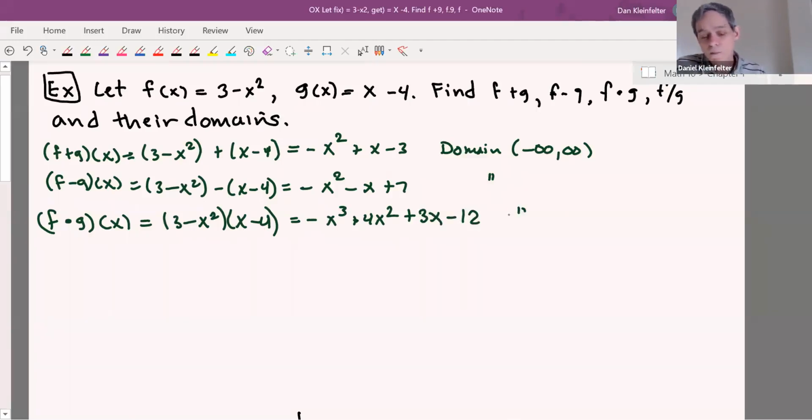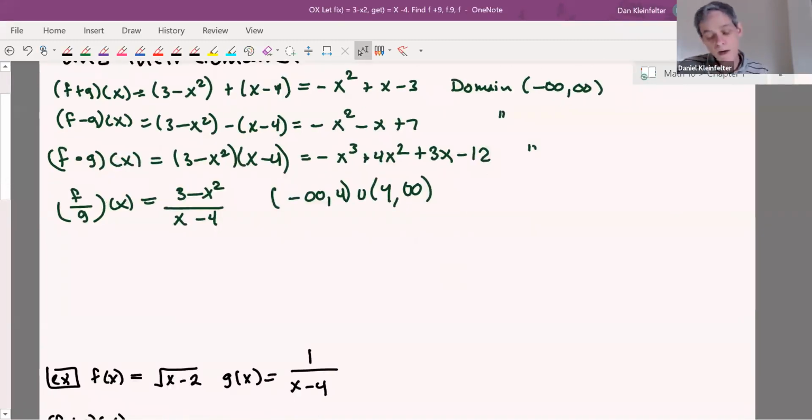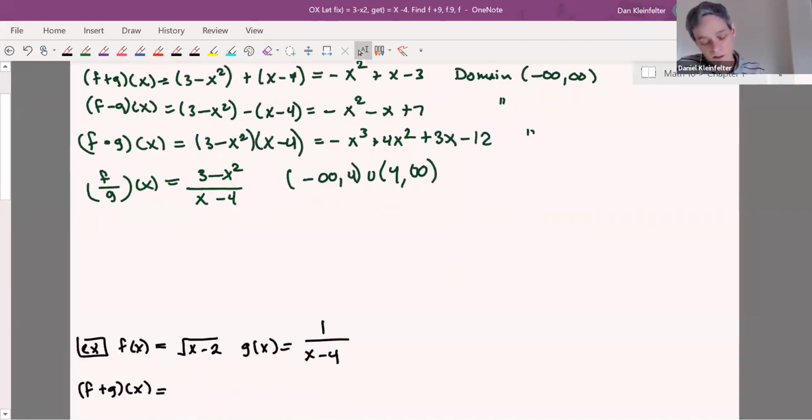It's going to get a little bit more interesting with the division. Here we have (f divided by g)(x). This will be 3 minus x squared, divided by x minus 4 for our quotient. Now it's gotten more interesting because the domain is no longer all real numbers, because we can't allow x to be 4. So in interval notation, it will be negative infinity up to 4, union 4 to infinity. All right, so sum, difference, product, and quotient.